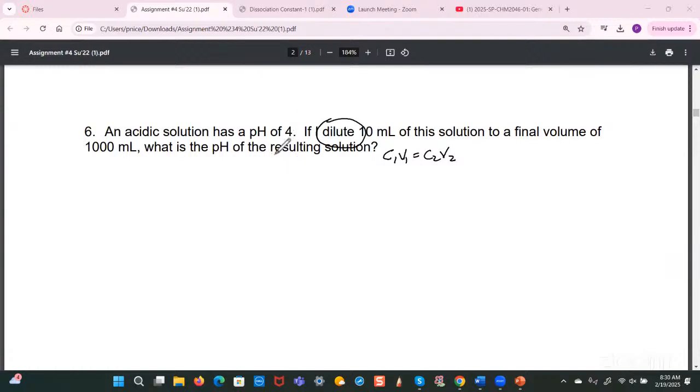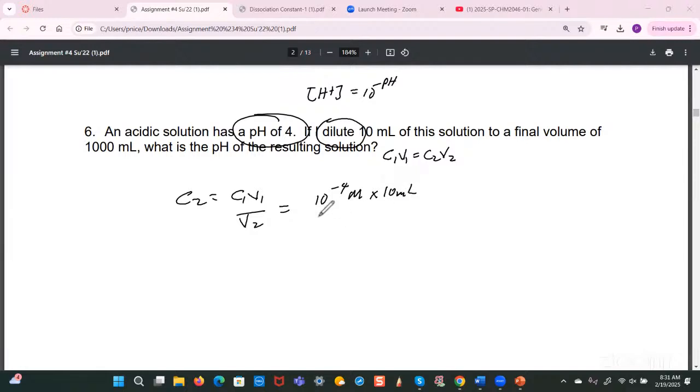So basically what they're asking for is the pH of the resulting solution, right? So what I would do is rearrange this to find C2, which is equal to C1 V1 over V2. So what is C1? Well, C1 would be the initial concentration, which is equivalent to the pH of 4. Now, the relationship between the pH and concentration, one way of expressing it, is that the concentration of H plus is equal to 10 to the minus pH, right? In this case here, it would be 10 to the minus 4 M multiplied by V1, which is 10 mL, divided by V2, which is 1,000 mL.